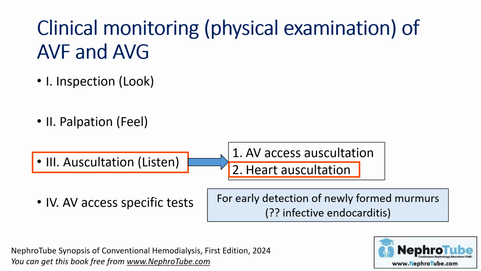So how do you differentiate whether the murmur on the heart is a true murmur or just a transmitted sound from the fistula? This is done by gentle compression of the fistula to occlude it. If the murmur disappears after gentle compression of the fistula, then it is just a transmitted sound from the AV access, and if it does not disappear, it is a true murmur and should be investigated.